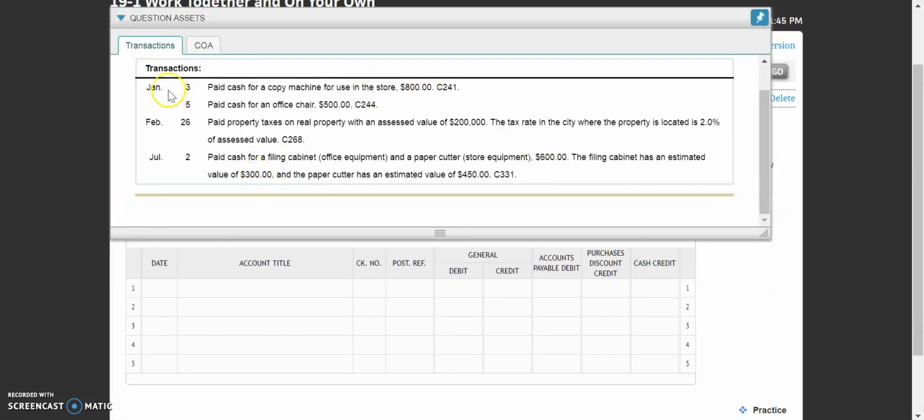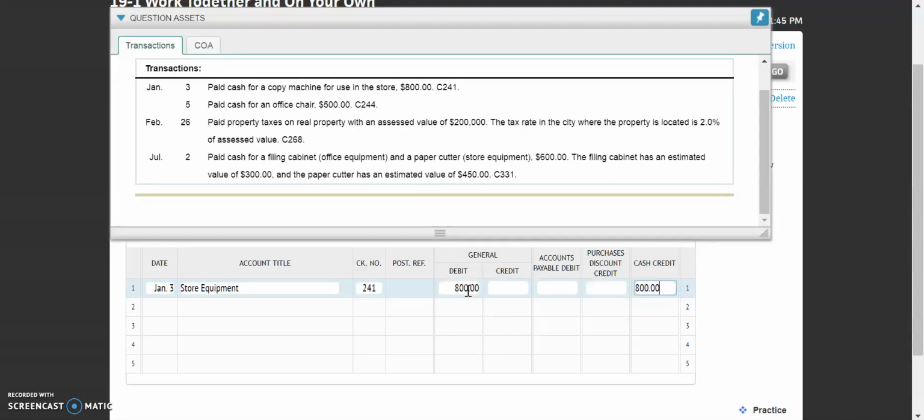So let's look at number 1. It says on January 3rd, we paid cash for a copy machine for use in the store for $800. So let's go down here to our cash payments and we'll put in January 3rd. And since it says it's for use in the store, that would be store equipment, the plant asset store equipment. And our check number was 241. And we bought that for $800, so we're going to have a general debit of $800, and then we're also going to have a cash credit of $800.